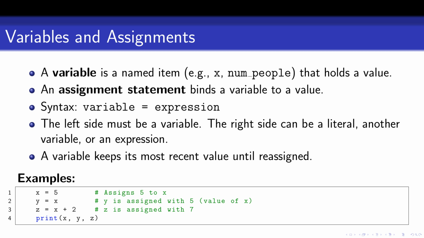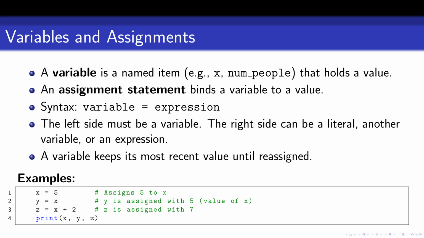Let's start with variables and assignments. In Python, a variable is essentially a name that refers to a value. Assigning a value to a variable is done with the equal sign, which in Python doesn't mean mathematical equality, but instead means binding a value to a name.